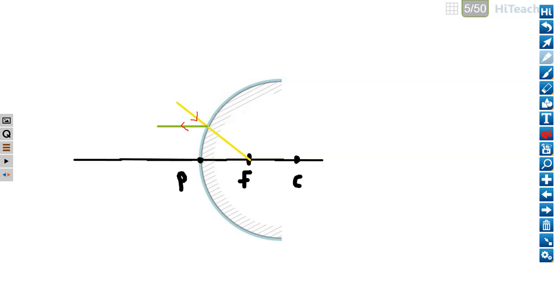Next time we will talk about the properties of the image in front of a convex mirror.